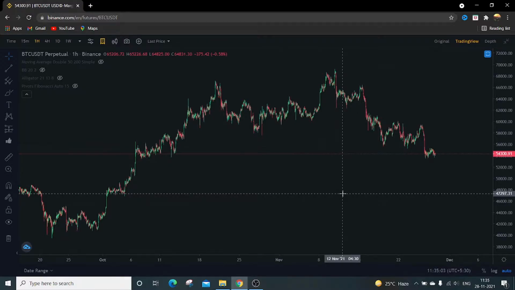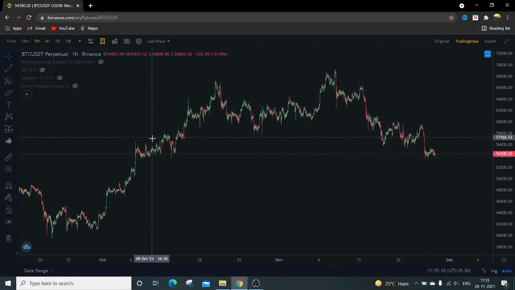I just opened the BTC USDT perpetual chart from Binance Futures. If you have an account in Binance Futures, that is well and good.